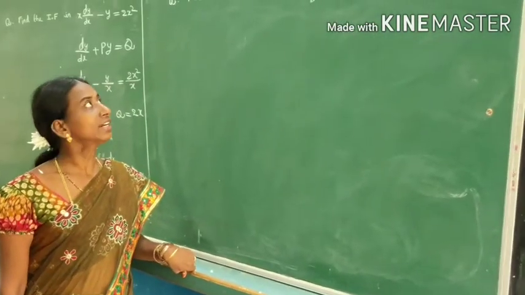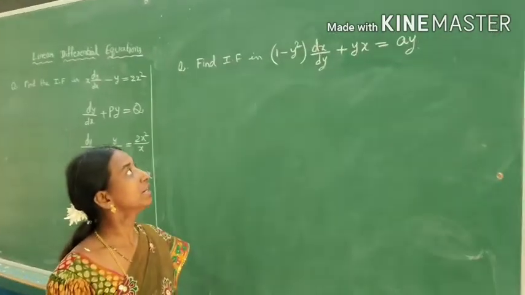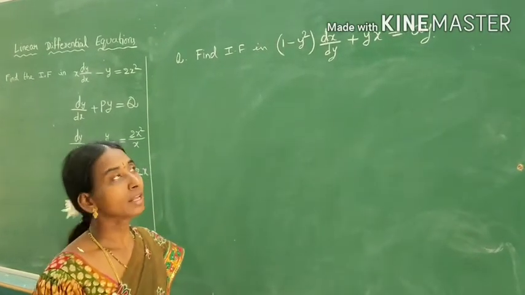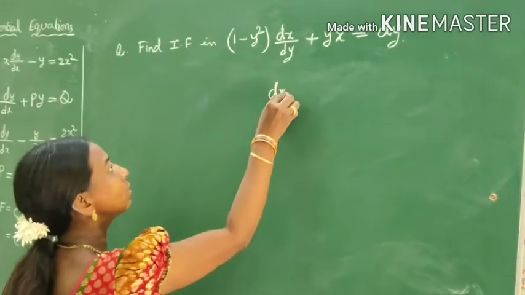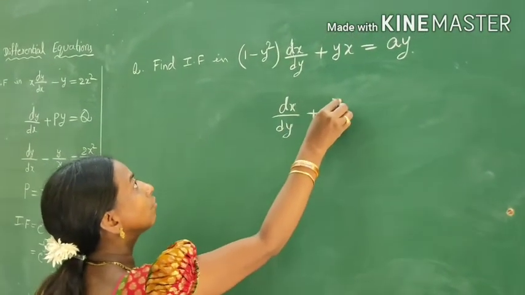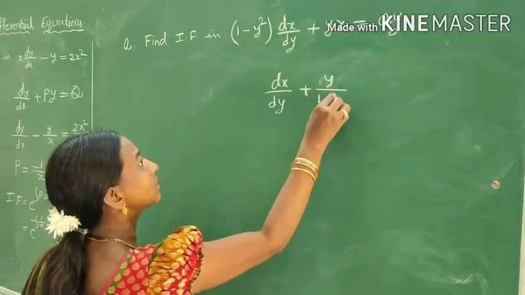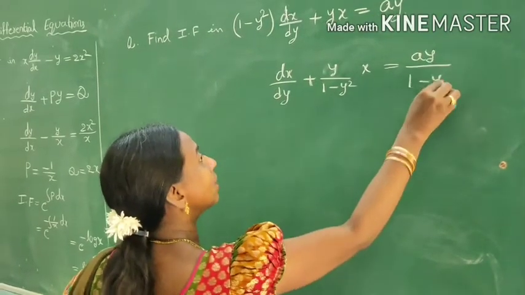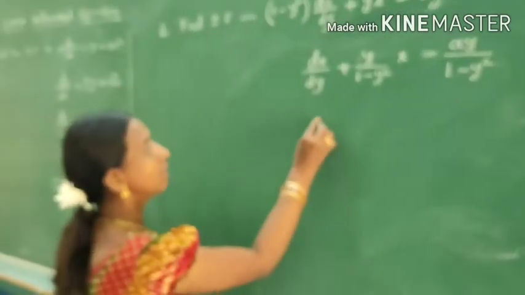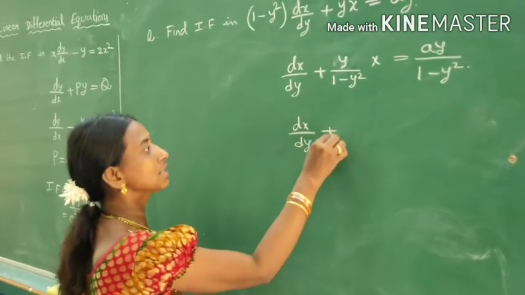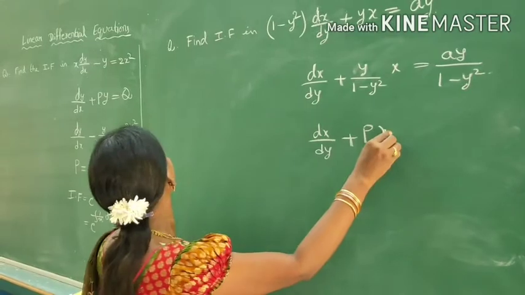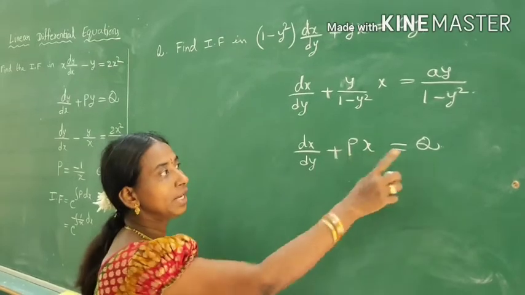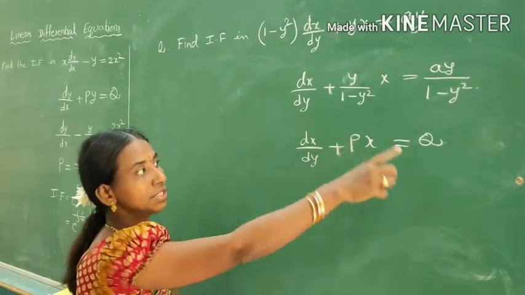Let us find the integrating factor in the given question: 1 minus y square dx by dy plus y by x is equal to a1. Reducing this to the form, dx by dy plus y by 1 minus y square times x is equal to a y by 1 minus y square. It is in the form of dx by dy plus px is equal to q, where p and q are constants or functions in y.